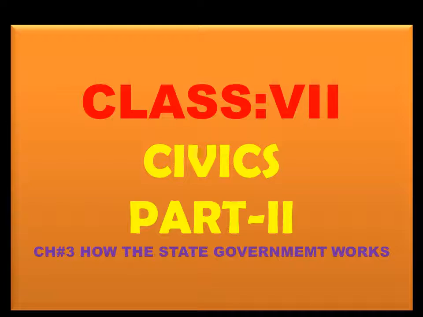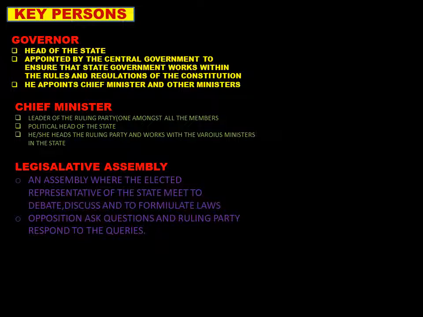Today, we are going to continue with Civics Chapter 3, How the State Governments Work. The Governor is the head of the state. You know, our country's head of state is the President. So, the state head is the Governor. He holds the highest position, and the Governor is appointed by the central government. The central government appoints the Governor. He or she makes sure that the state government works with proper rules and regulations according to the constitution.